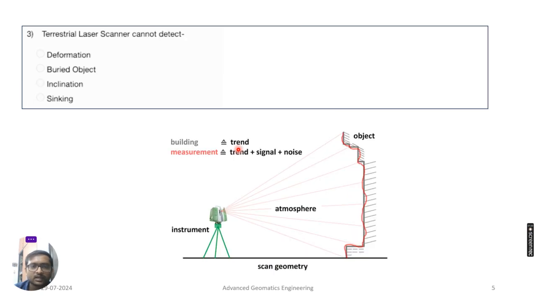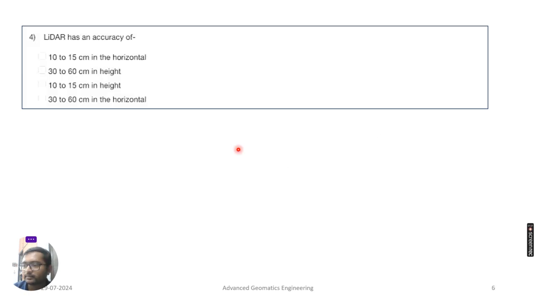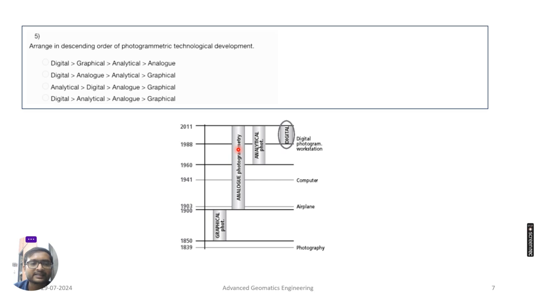After that, we saw the third question: a terrestrial laser scanner cannot detect which kind of things. We can detect deformation, inclination, and sinking, but we cannot detect a buried object as it cannot penetrate through the soil. Now LiDAR has an accuracy of 10 to 15 centimeters in height or vertical direction and 30 to 60 centimeters in the horizontal direction. So accuracy in the vertical direction is high compared to the horizontal direction.